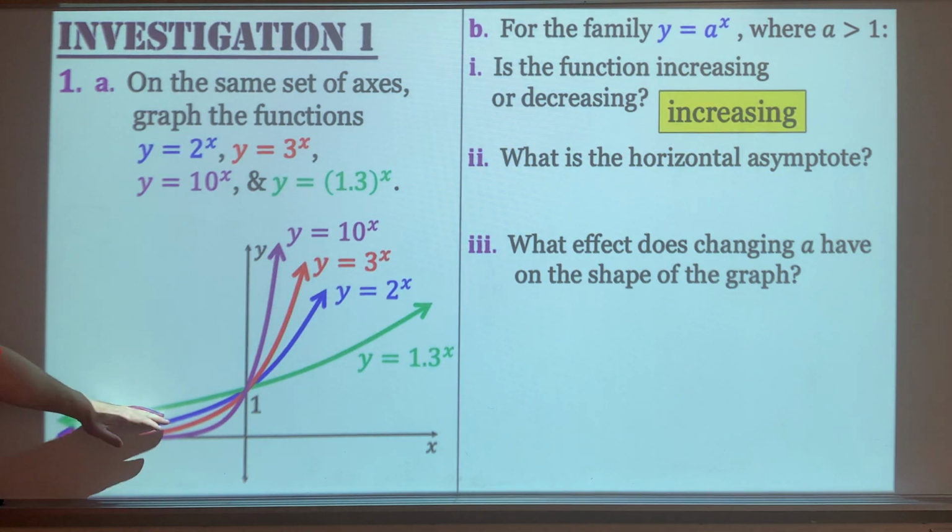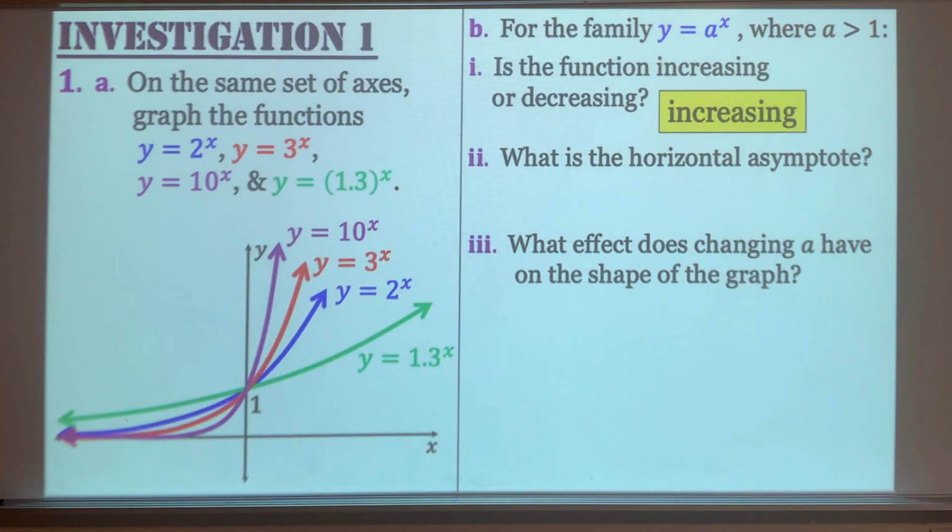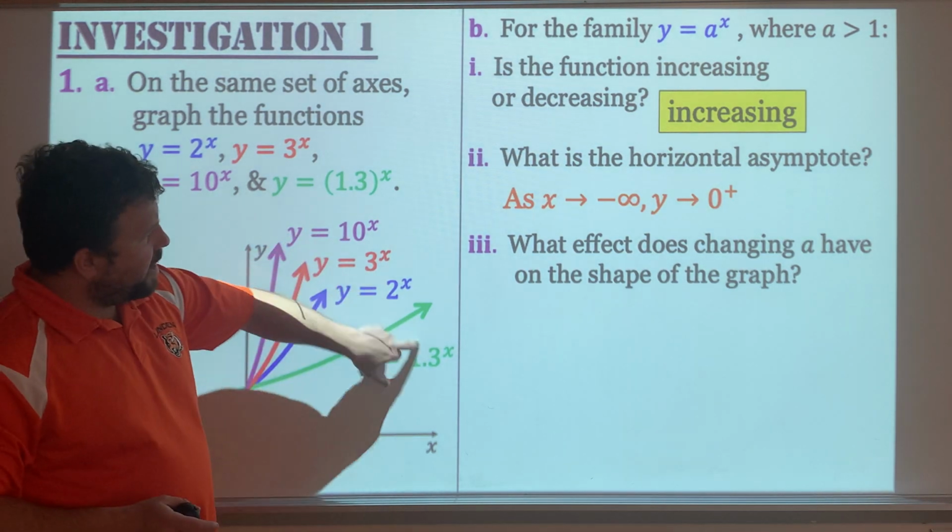All right, is there a horizontal asymptote? Is there a place where this graph is never crossing? No matter what number this is, is there something it doesn't cross? There is. What would you say it is? Y equals 0, because as x approaches negative infinity, y approaches 0 from the positive side. What effect does changing the A have on the graph?